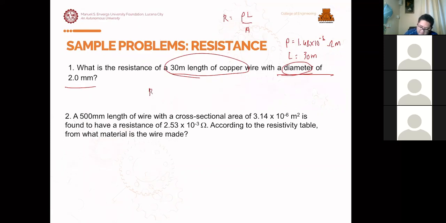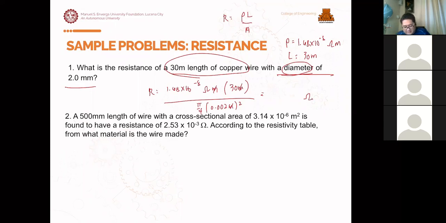So, R is equals to 1.68 times 10 to the negative 8 ohm meter times yung length natin na 30 meters all over yung area natin pi over 4 (0.002 meter) squared. So, yung meter natin, magka-cancel out. Matitira is ohms na lang na may value na ilan. May mga nahirapan sa pagpindot dito, no? Yung tamang pagpindot. Pag may mga fraction na sa ilalim, anong value na kukuha nyo?